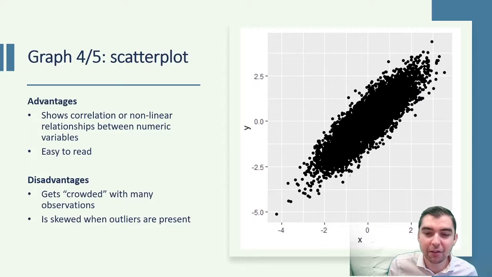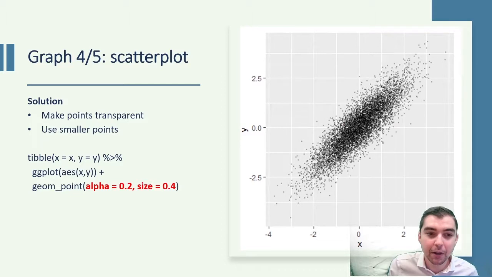This is what a scatter plot looks like when you have a lot of records. You can fix that by making the points transparent and smaller. In ggplot2, you do that like this.